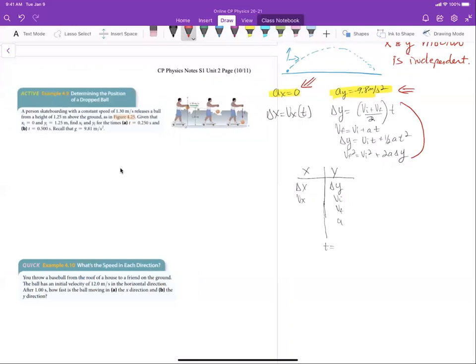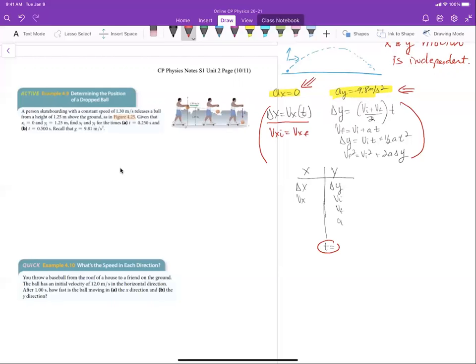Our 5, 4, 3, 2, 1: we have 5 variables, 4 equations. If I know 3 of them, I can find the other 2. However, in the x direction, because acceleration is equal to 0, everything collapses down to one useful equation: delta x equals vx times time. Because vx initial equals vx final, because acceleration is equal to 0, everything else completely goes away.